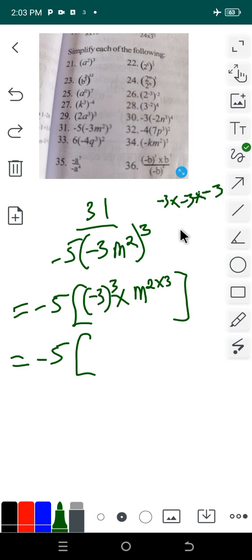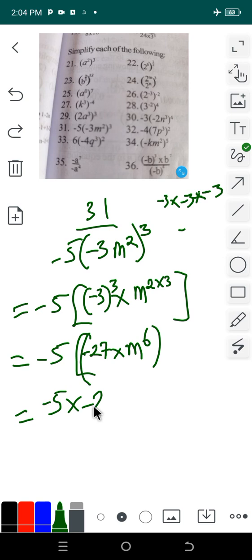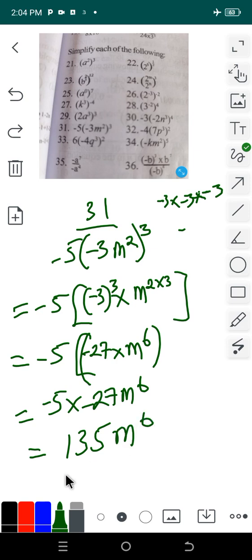So minus times minus will give you plus. Plus times minus will still give you minus. And 3 times 3 will give you 9. 9 times 3 will give you 27. So we have minus 27 multiplied by m to power 6, close. So the next step now, we are opening up the bracket using the minus 5. So we have minus 5 multiplied by minus 27 m to the power of 6. So minus times minus will give us plus. So we have 5 multiplied by 27 will give you 135. Then m to the power of 6 as your final answer.